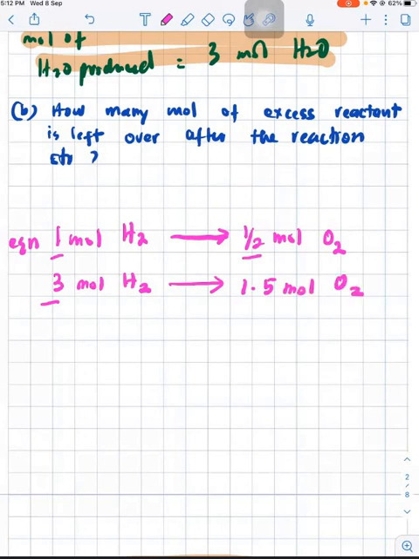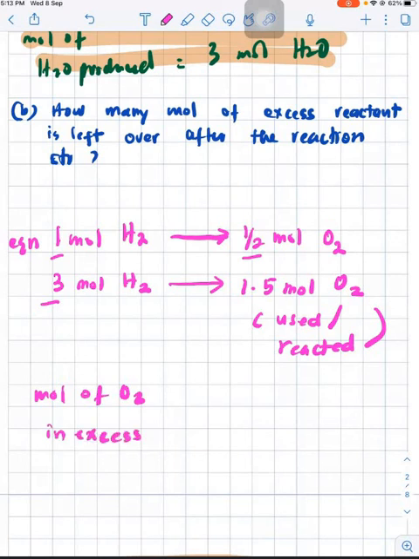mole of O2, and you need to understand that ini adalah amount of O2 used ataupun yang reacted yang kita guna. Soalan bukan nak berapa amount yang digunakan, tapi nak berapa yang lebih. So cara dia adalah mole of O2 in excess. Formula dia secara mudahnya kita buatlah amount given tolak dengan amount used.